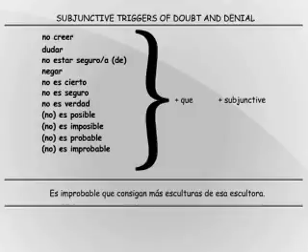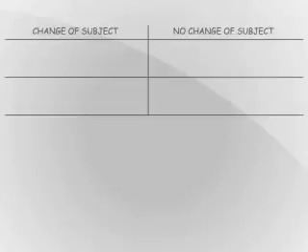One further difference between expressions of doubt and denial and expressions of emotion or influence is that it is possible to have the same subject in both clauses and still need to use the subjunctive in the dependent clause. The following chart shows examples of sentences with a change of subject and without.